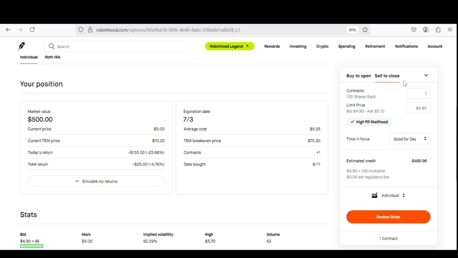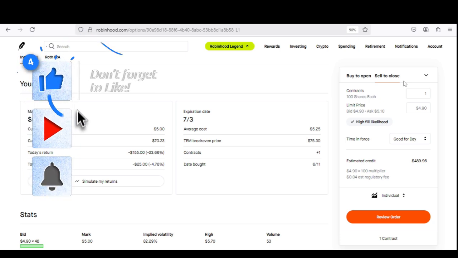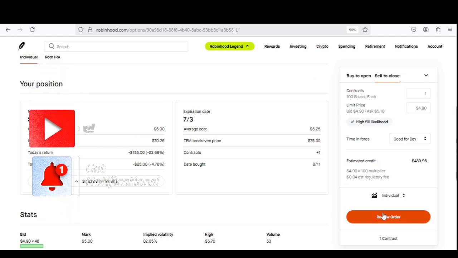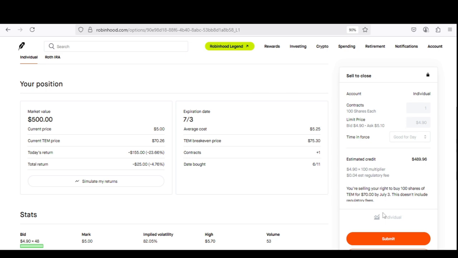For those of you with a traditional brokerage account, I'm going to show you how to do it with the traditional brokerage account right after this one. So in Robinhood, sell to close, you go to review order, and then there you go. Now, because I paid to enter this trade, if I were to close it right now, I would be losing some money. However, I would still be getting some money back. The amount of money I will be getting back is $489.96. Let's just round it up to $490.